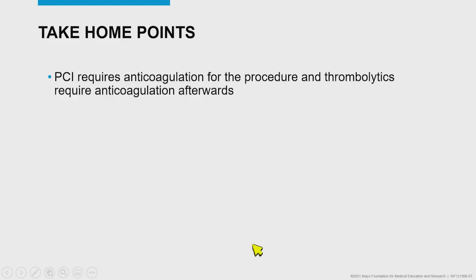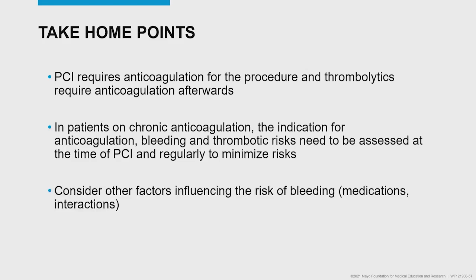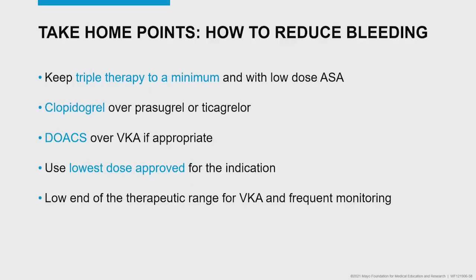So, take-home points. PCI requires anticoagulation for the procedure, and thrombolytics require anticoagulation afterwards. In patients with chronic anticoagulation, the indication for anticoagulation, the risk of bleeding, and the risk of thrombosis need to be assessed at the time of the PCI and periodically, to minimize the risk and to adjust the medication regimen to the current situation of the patient. And also consider factors influencing the risk of bleeding, such as medication interactions or supplements, things that you can do to minimize the risk to the patients.